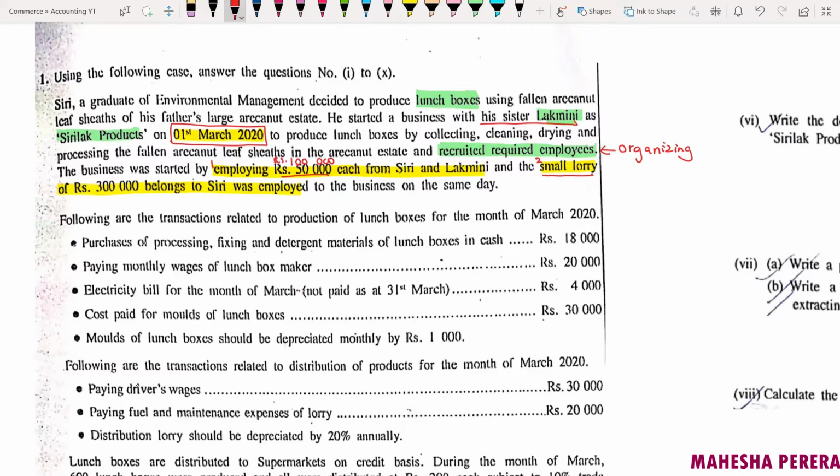So when you find transactions that happened on the starting date of the business, you need to circle them. You will understand why we circle, because I'll tell you when we write answers. Let me tell you why I circled these.